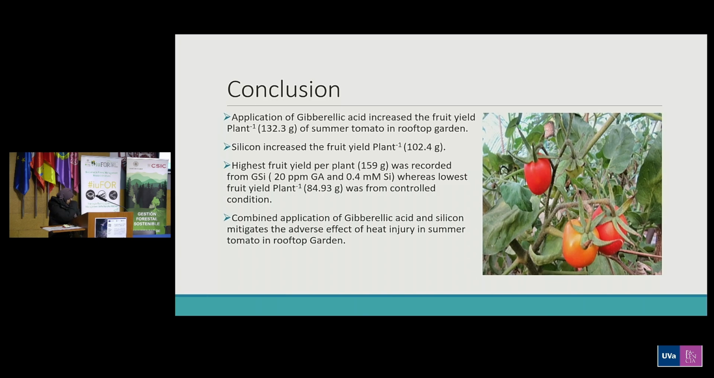To conclude, it can be said that the application of gibberellic acid has increased the summer tomato production in a rooftop garden. Also, silicon increased the production, but it was much less than the application of gibberellic acid. And the combined application of gibberellic acid and silicon provided the highest fruit yield per plant. It can also be said that the combined application of gibberellic acid and silicon can mitigate the heat injury in a rooftop garden for summer tomato production.